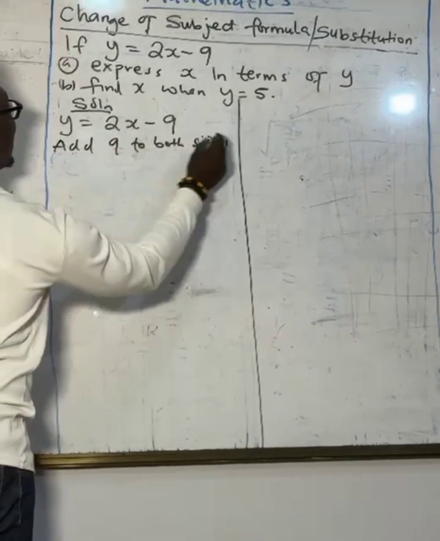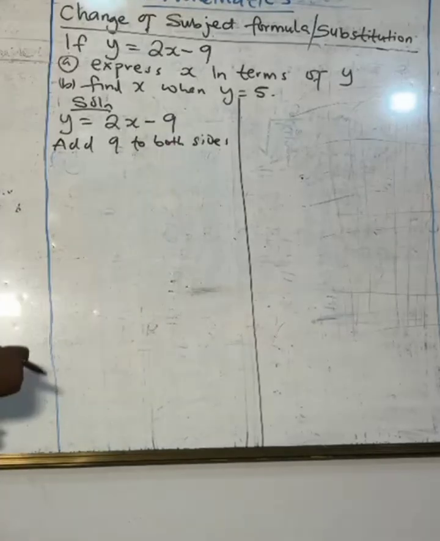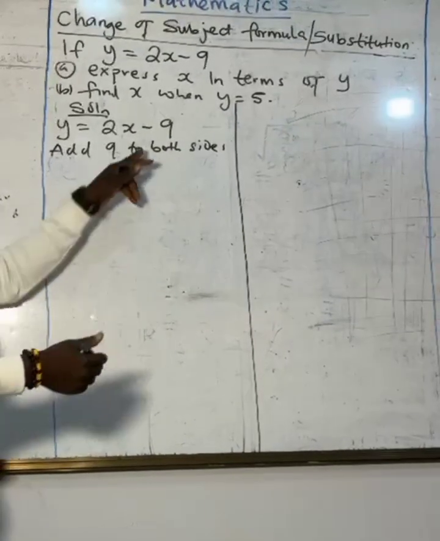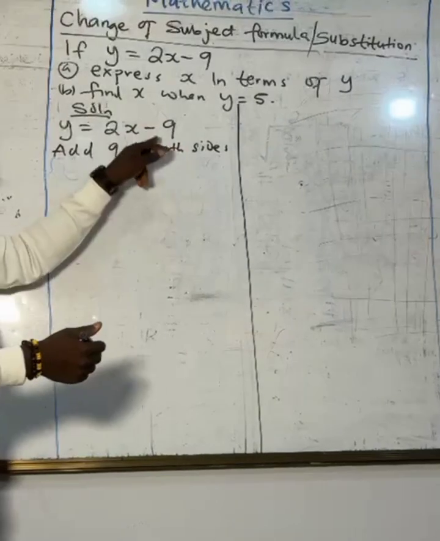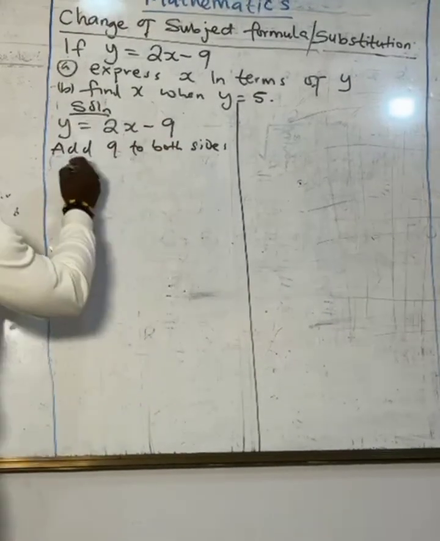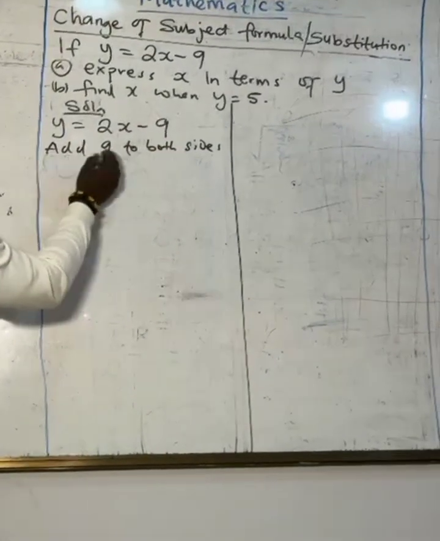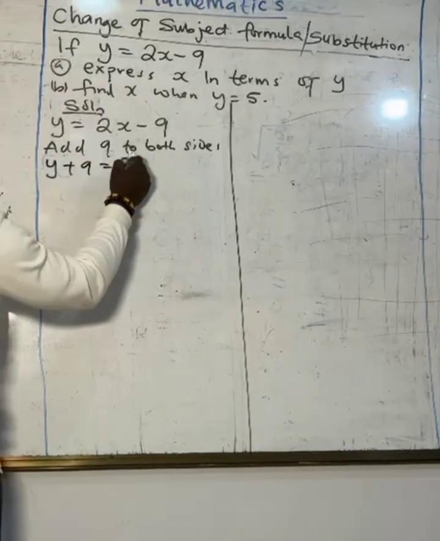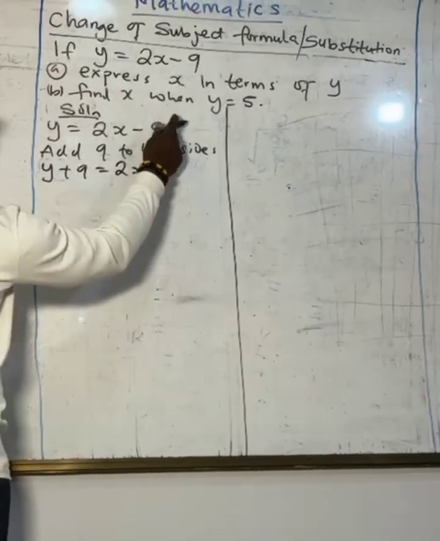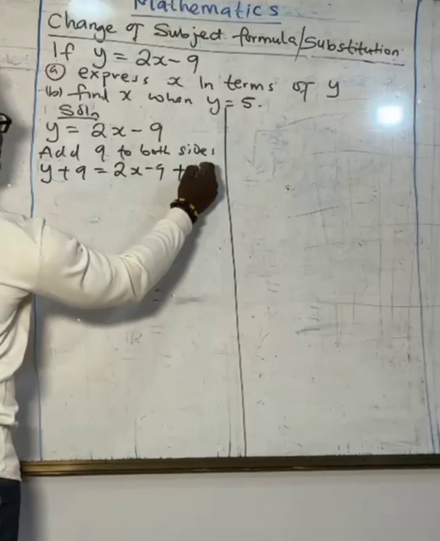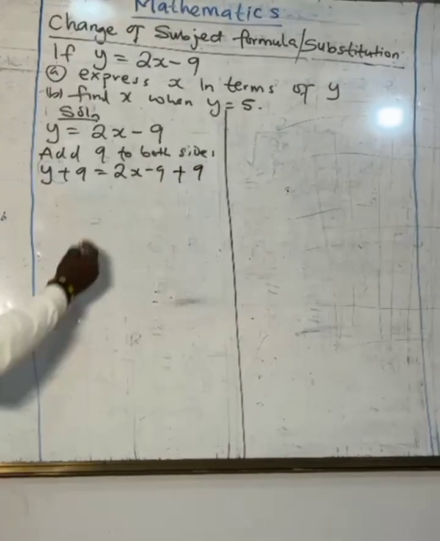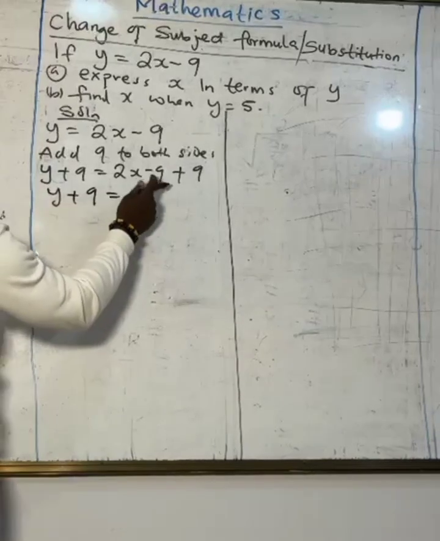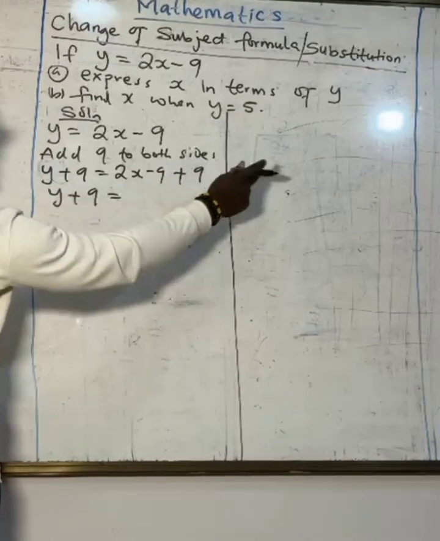Why are we adding 9? Because this is minus. Then you do the reverse, you do opposite. If it is plus here, you subtract 9. And if it is minus here, you add. So adding 9 to both sides of the equation, we have y plus 9 is equal to 2x minus 9 plus 9. So this becomes y plus 9 equal to, minus 9 plus 9 is 0.